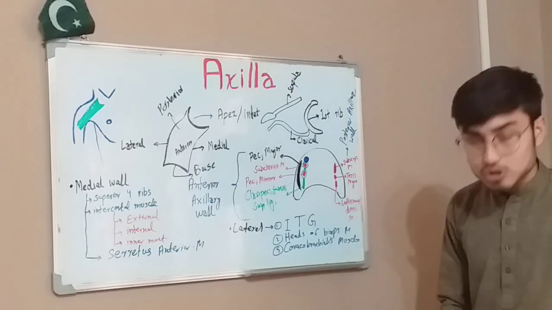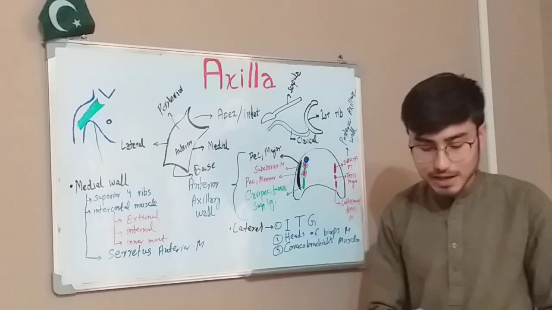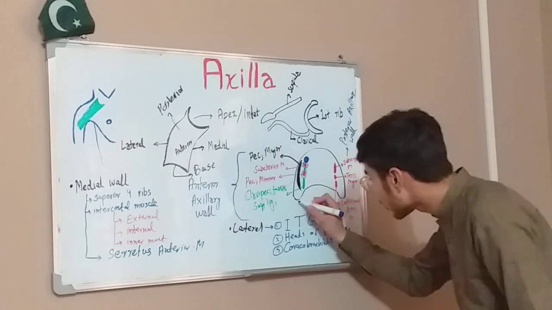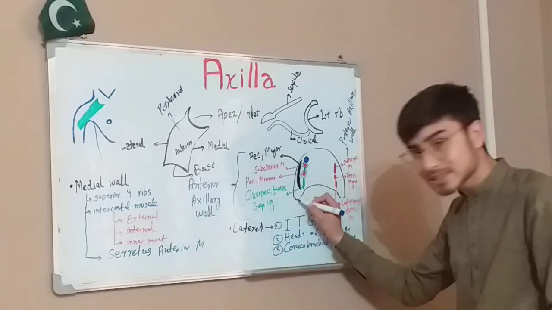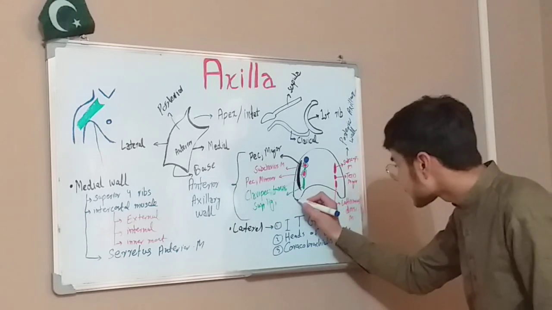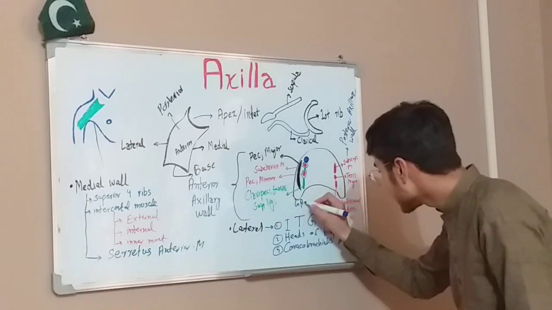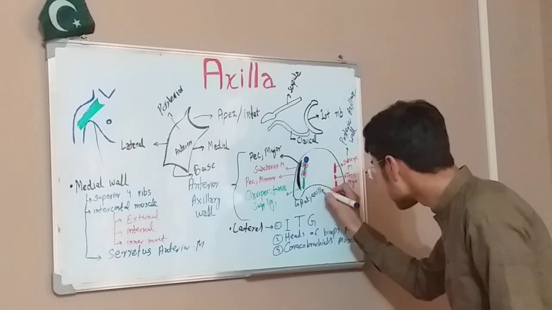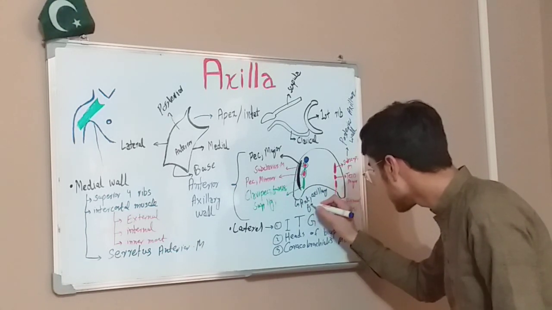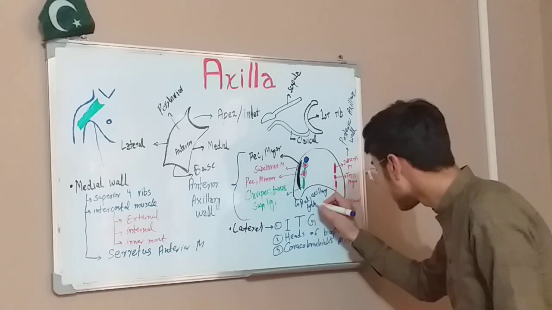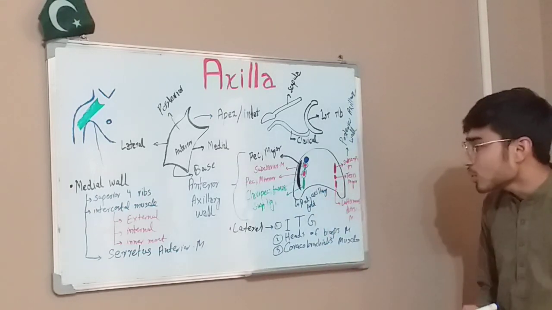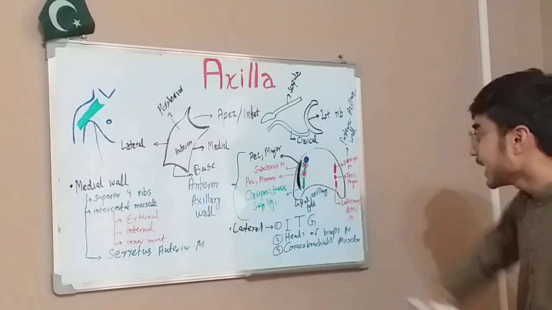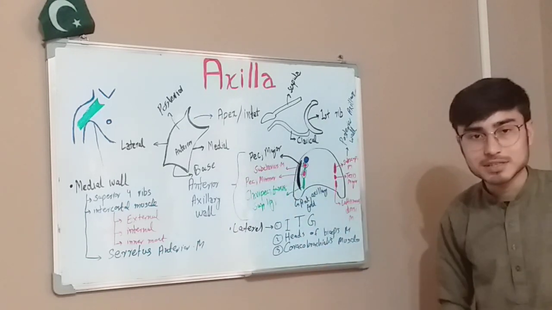The base is formed by the anterior axillary fold. The anterior axillary fold is formed by which muscle? It is formed by the pectoralis major muscle, right?